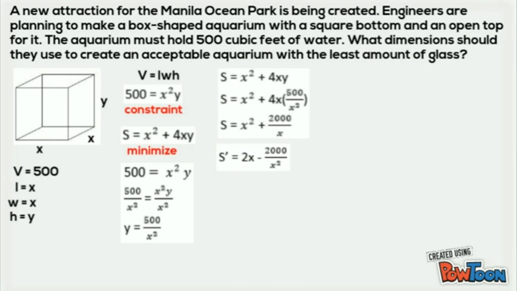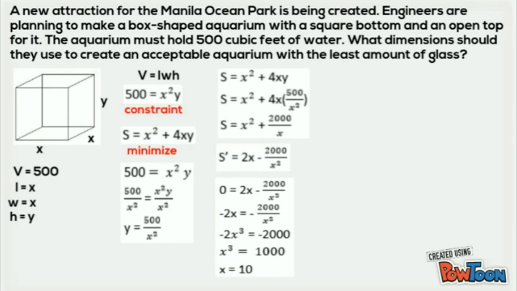We differentiate s and we get 2x minus 2000 over x squared. Equate the derivative to 0, solve for x, and we get x equals 10. Now that we have solved for x, we are going to substitute this into the y function to solve for the y value. So y equals 500 divided by 10 squared, which is equal to 5.